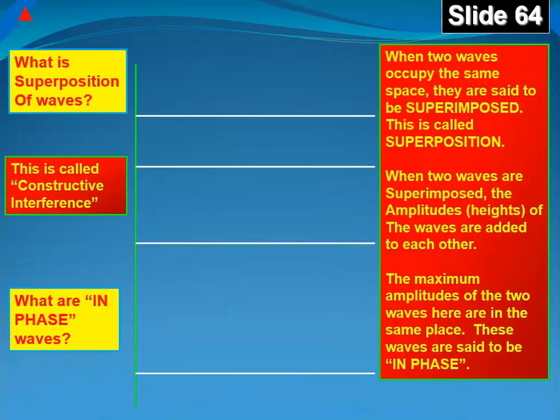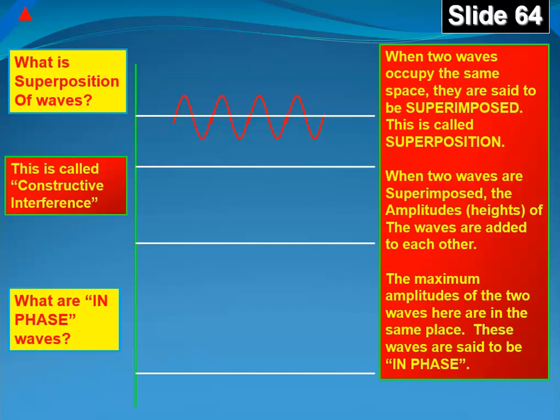We're going to talk today about properties of different waves, and maybe one of the most interesting is the superposition of waves. So when two waves occupy the same space, they are said to be superimposed. This is called superposition. So that's one of the unique characteristics of a wave, is two waves can, because they don't have any mass to them or matter to them, they can occupy the same point in space.